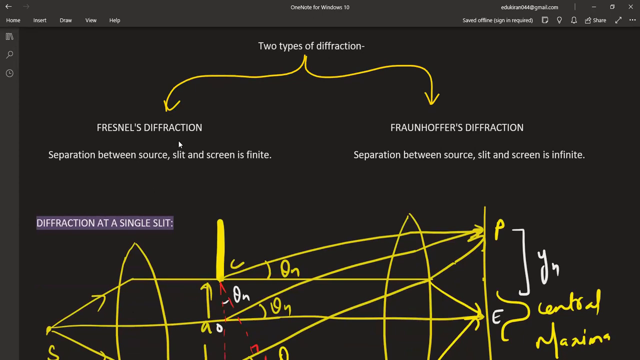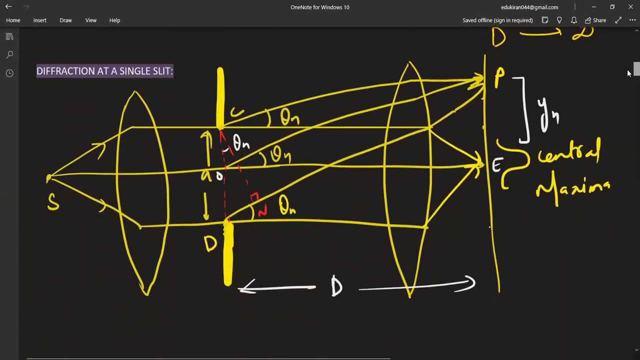There are two types of diffraction which are present in your system. One is the Fresnel's diffraction. This is inversely proportional to the separation. And one is Fraunhofer's diffraction. Fresnel diffraction basically says that wavelength is inversely proportional to the separation between source and slit, which is finite. Here we take the separation to be infinite. Fraunhofer's diffraction. So you have in your syllabus Fraunhofer's diffraction included.